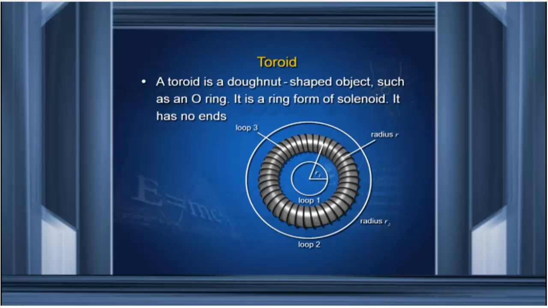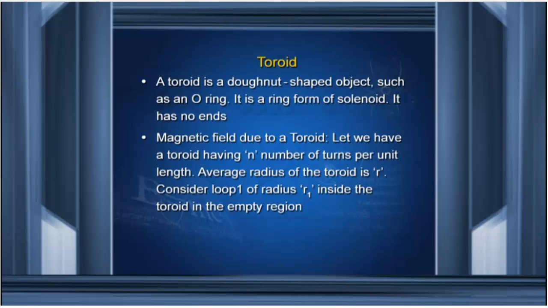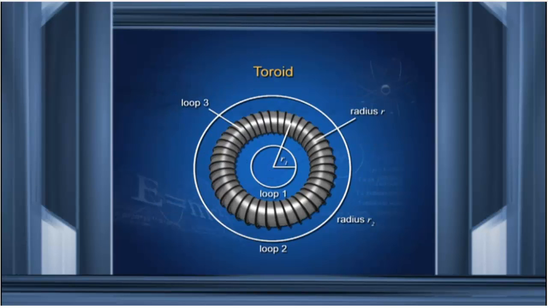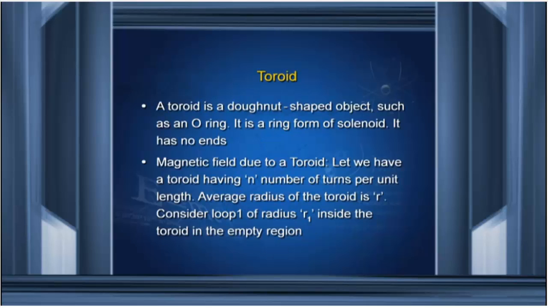It has no ends. If we have to calculate the magnetic field due to a toroid, we can obtain its value using Ampere's circuital law. Let we have a toroid having n number of turns per unit length. The average radius of the toroid is small r. In order to calculate the magnetic field, we consider three loops. Consider the loop 1 of radius r1 inside the toroid in the empty region.